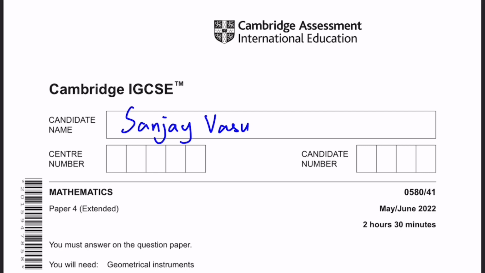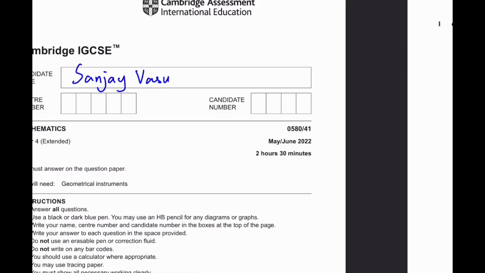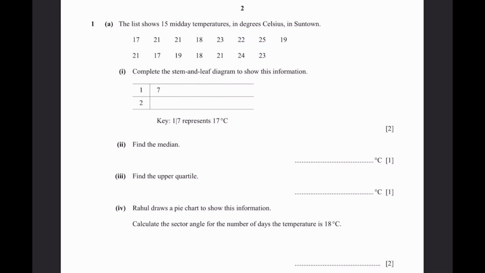This time we're going to be doing Cambridge IGCSE Mathematics Paper 4 Extended, May/June 2022. Let's start. Question 1a. The list shows 15 midday temperatures in degrees Celsius in Suntown. 1. Complete the stem and leaf diagram to show this information. So 1|7 represents 17 degrees Celsius.